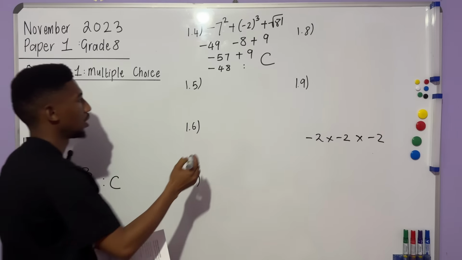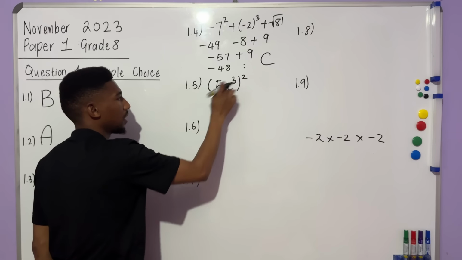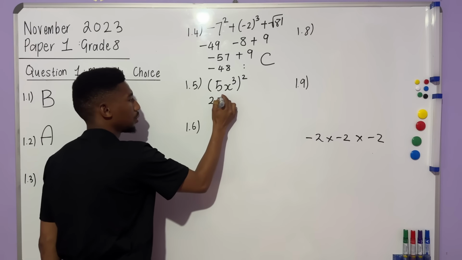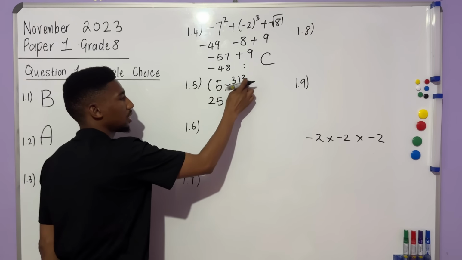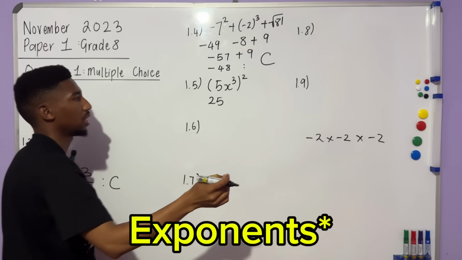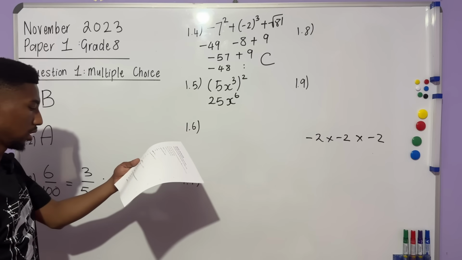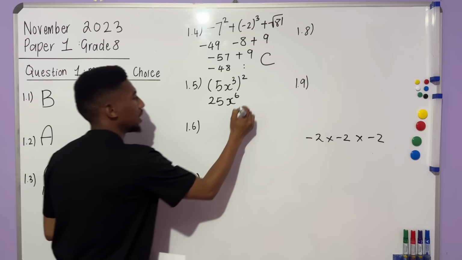1.5. 1.5 reads as follows. It's in brackets 5x to the power of 3, close brackets, to the power of 2. That's squared outside the brackets, goes to the number and the variable. That square would mean that the 5 is also squared, which gives us 25, and that 3 is a square. So when we have two powers, we multiply. So that would be x to the power of 6. And that would be B.